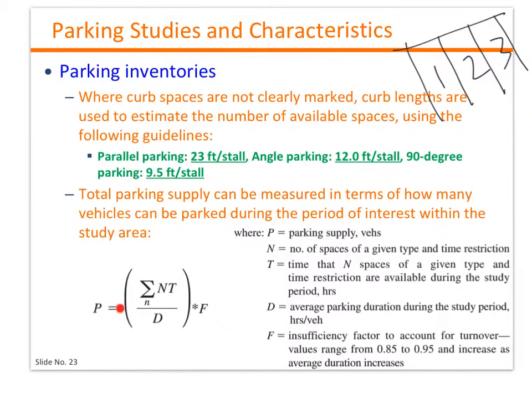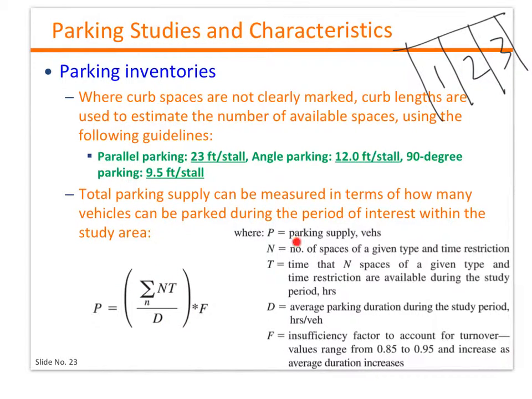This is the P, the parking supply. After you do your inventory, we are interested to see if the parking supply is equivalent to what you saw in your inventory. To calculate P, you need to know first of all the summation of N times T over D times F. What's this here?